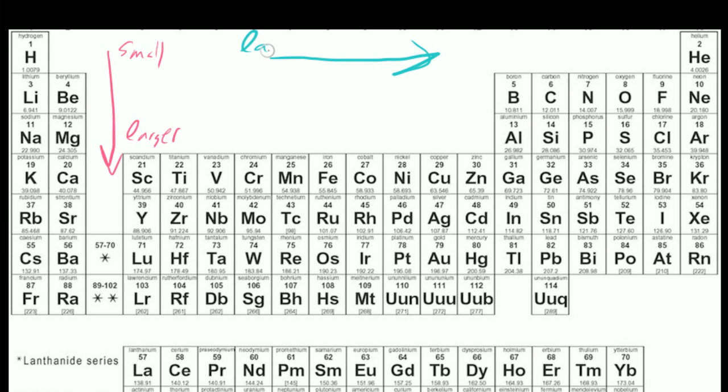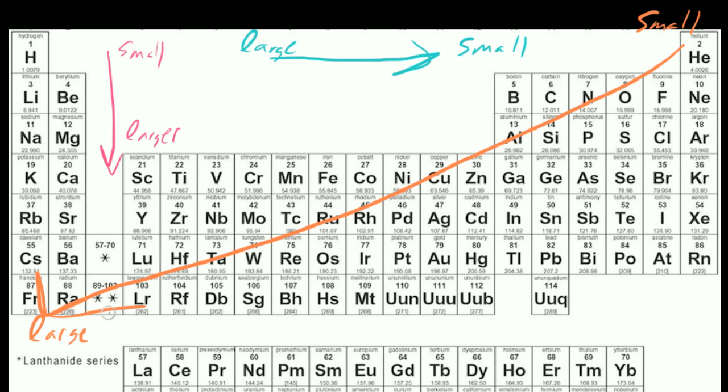Well, we go from large to small. So if we were going to combine these two arrows, we could say that we have small atoms up here to large atoms down here, right? So we could combine the two arrows and say that this is going to be our trend. We have smaller atomic radii up here, and down here we have large atomic radii.